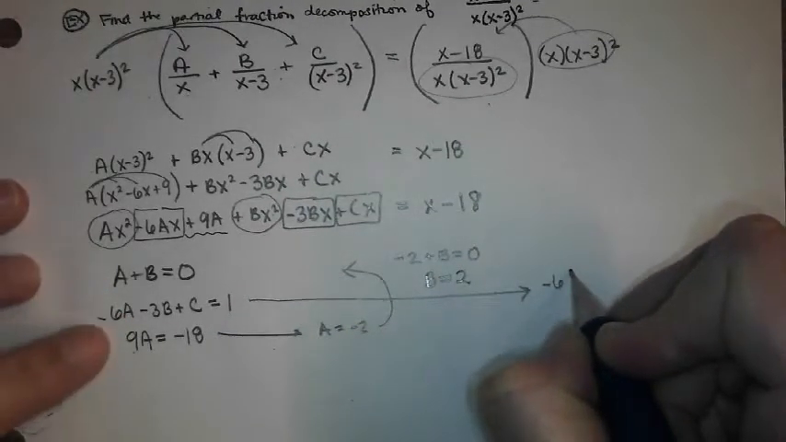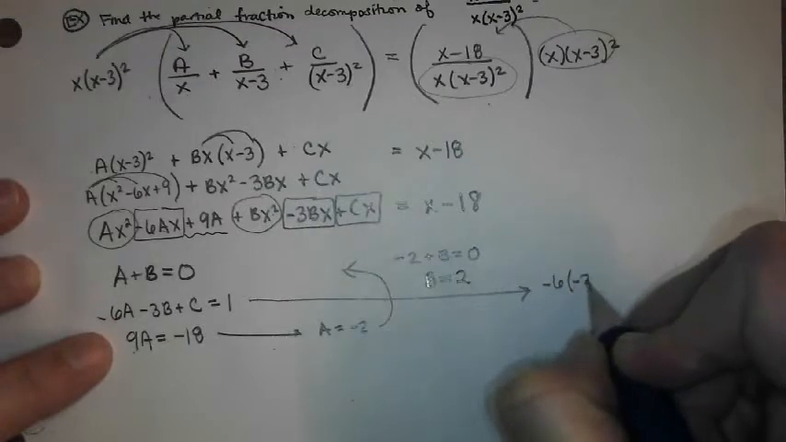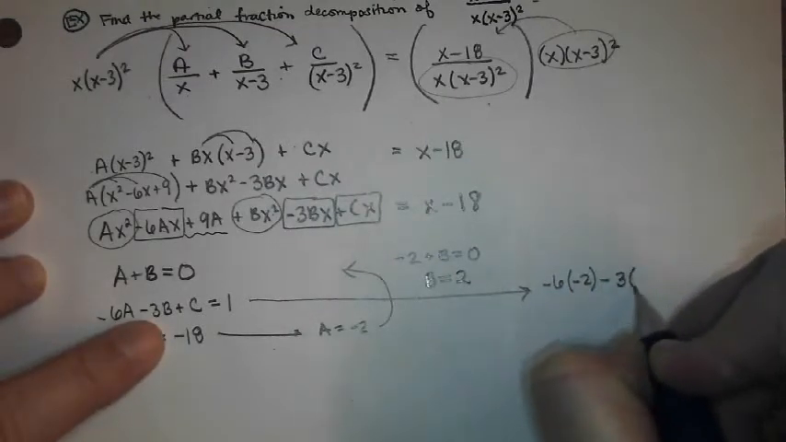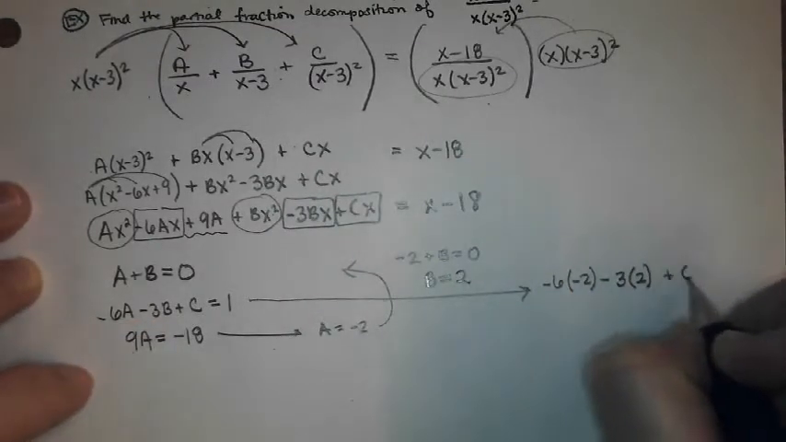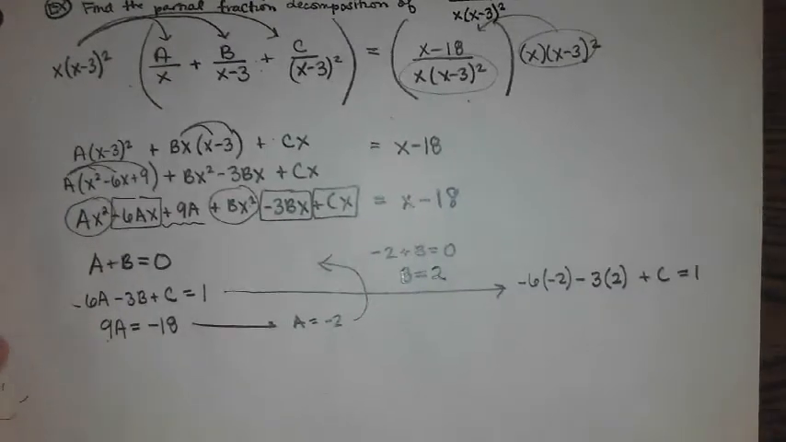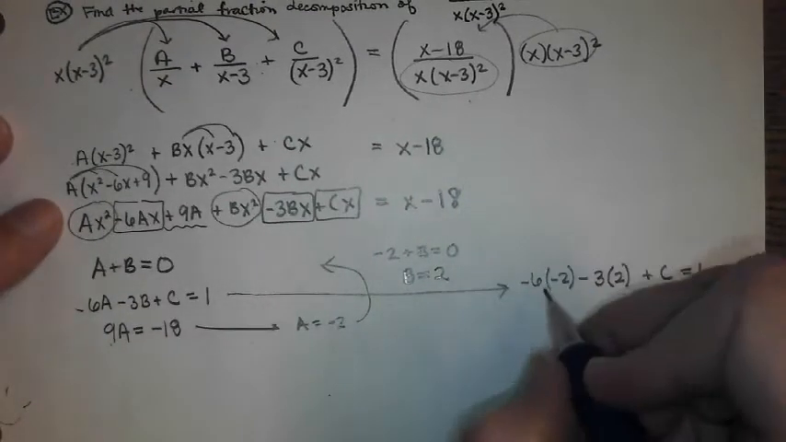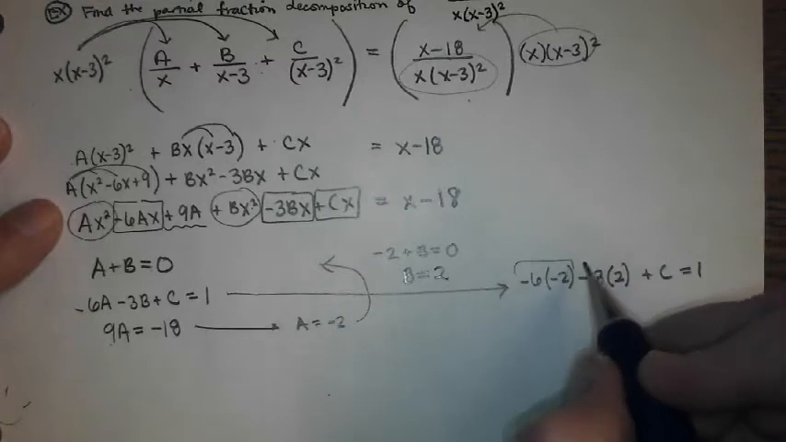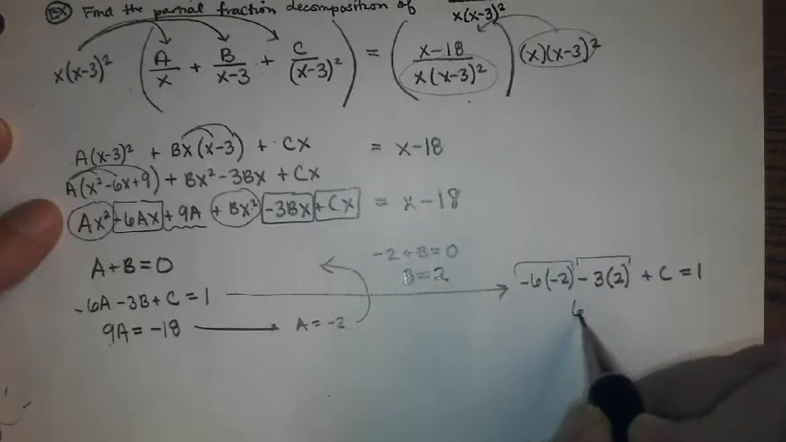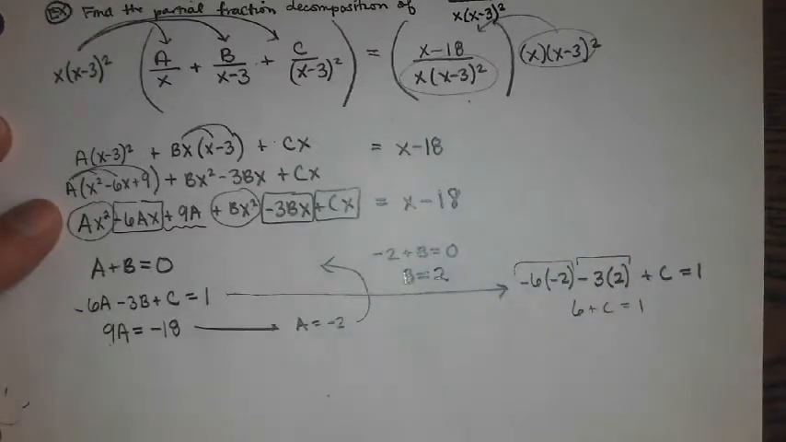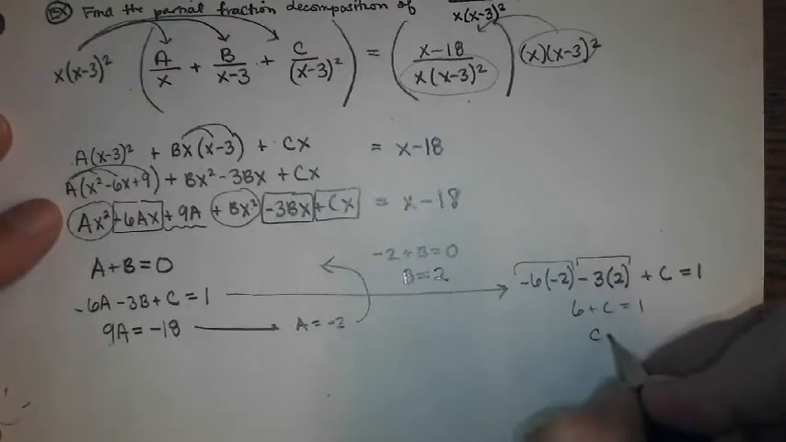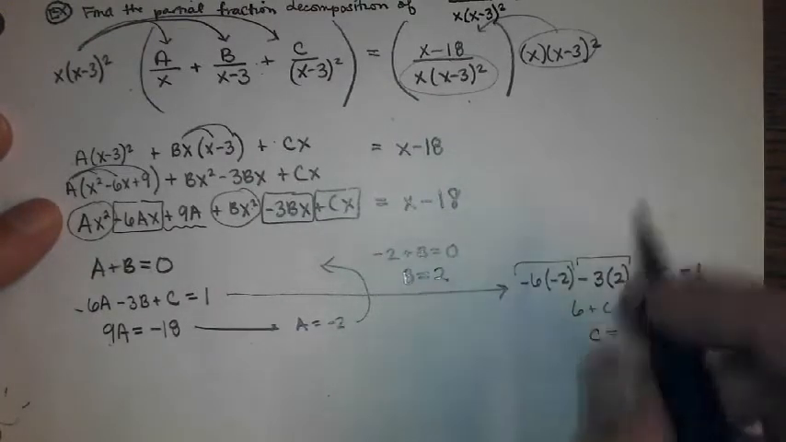-6. Is that a negative? Yeah. -6 times a -2 minus 3 times a 2 plus c has to equal 1. And we'll just solve for c. So right now this is 12 minus 6, so 6 plus c. Subtract 6 from both sides, c equals -5.